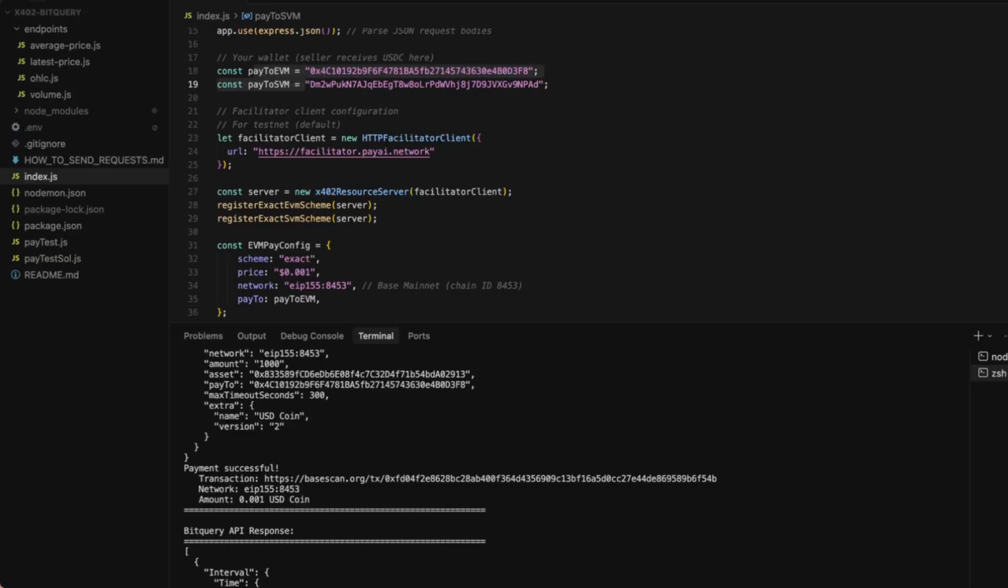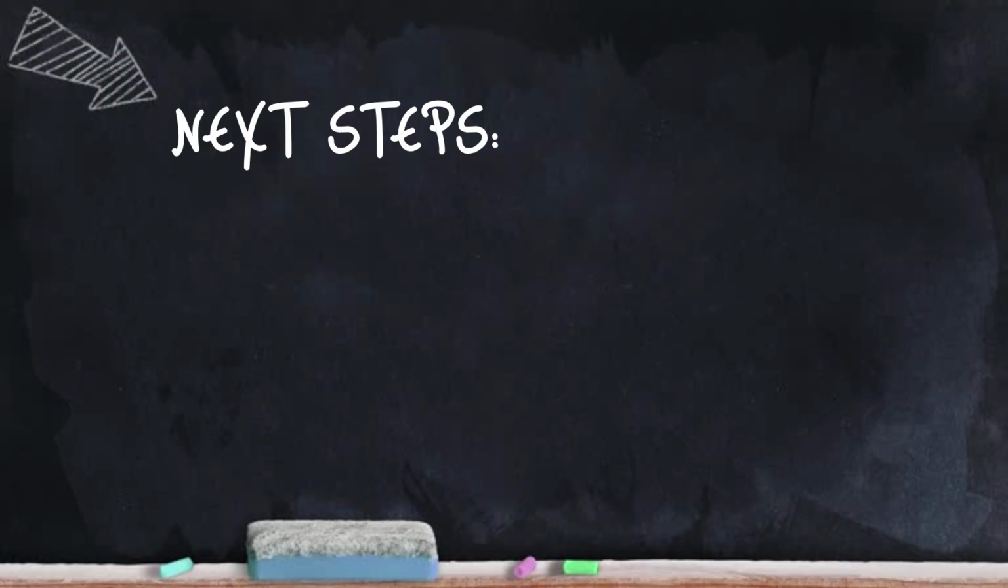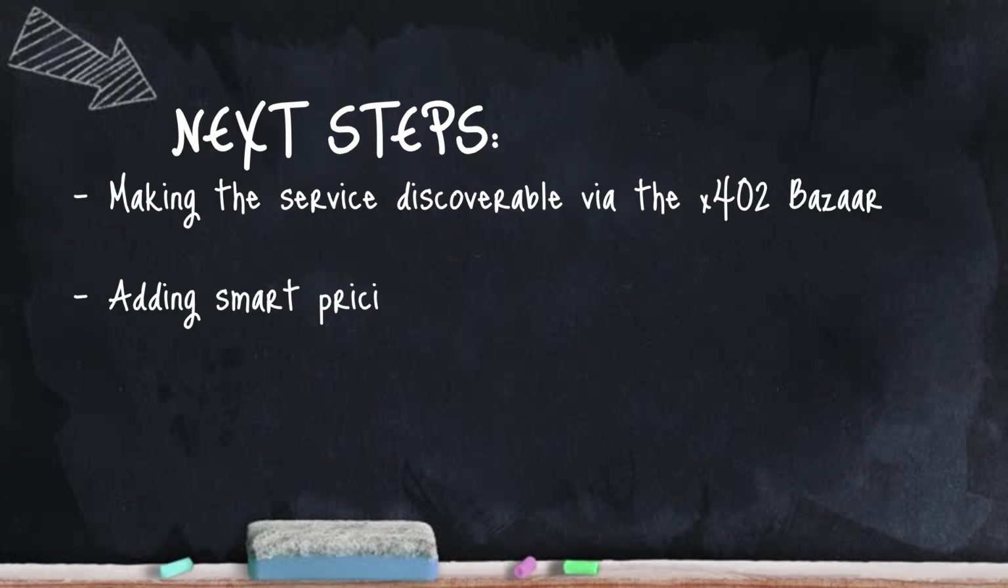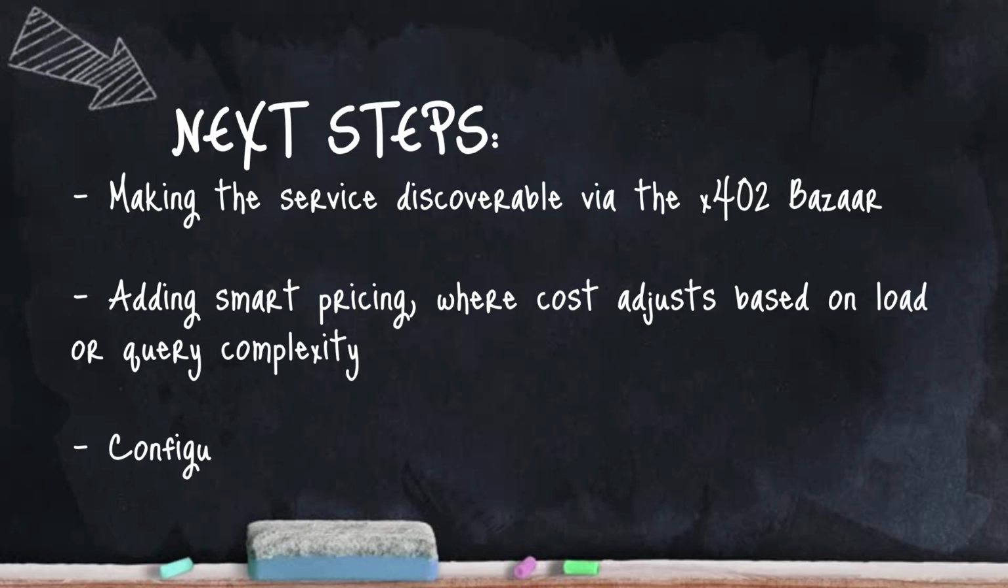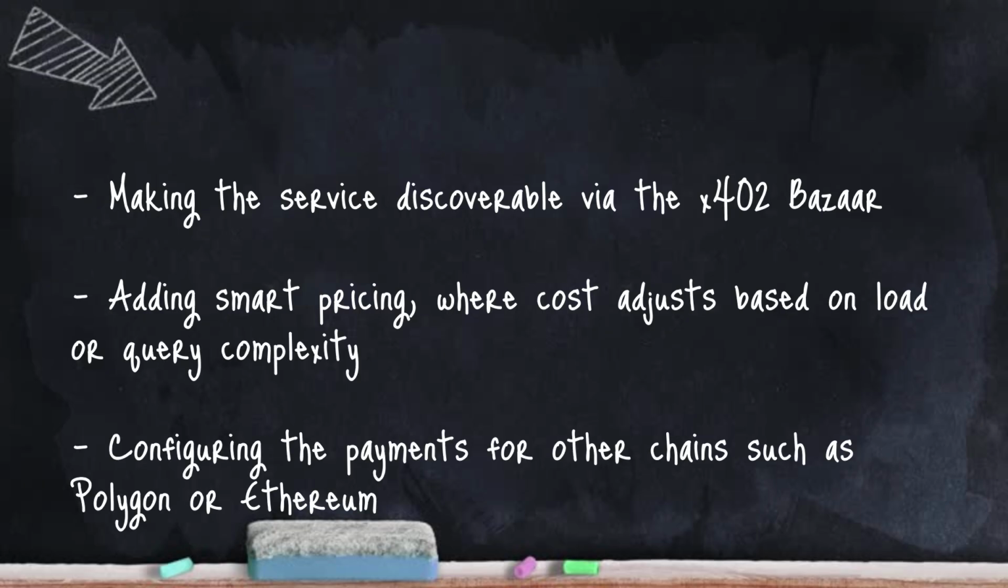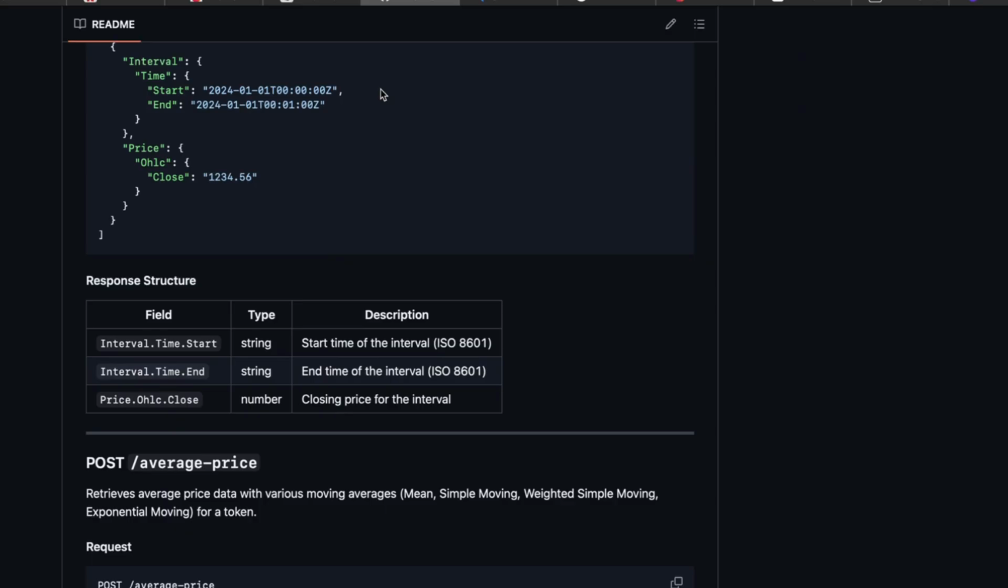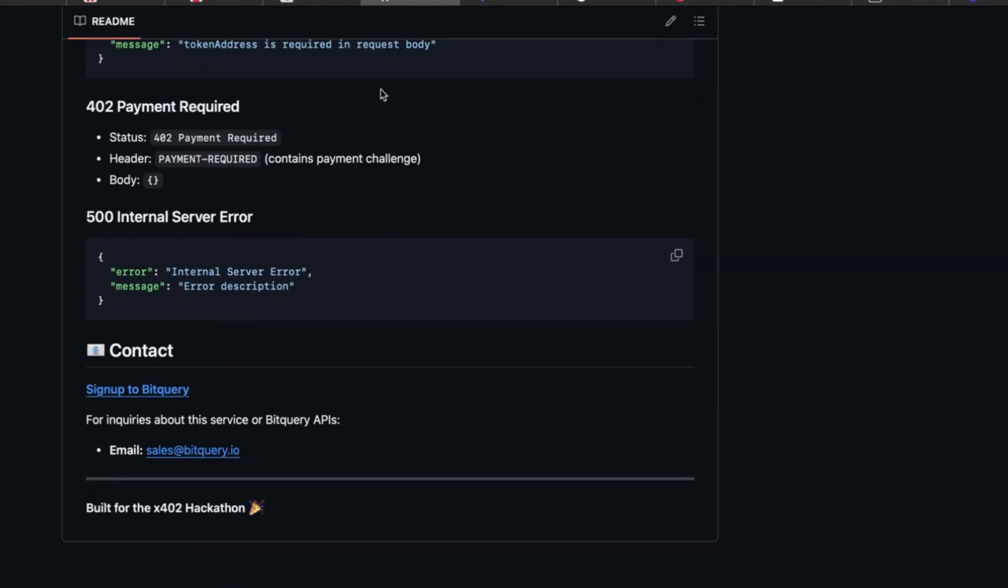This service is already working on Base and Solana mainnet and uses the PayAI facilitator for payment verification, making it suitable for real-world usage. Next steps include making the service discoverable via the x402 Bazaar, adding smart pricing, where cost adjusts based on load or query complexity, and configuring payments for other chains such as Polygon or Ethereum. The goal is to make this a reference architecture for x402 data services.